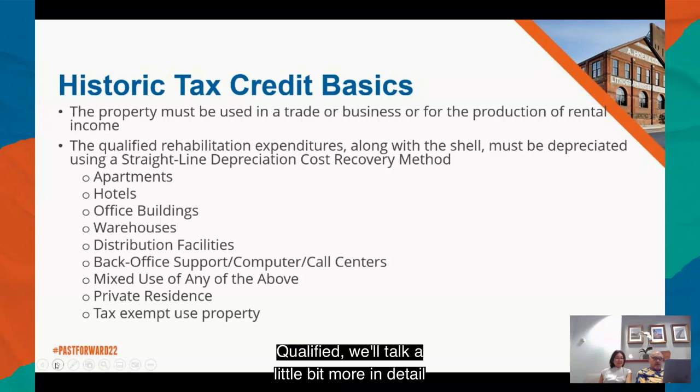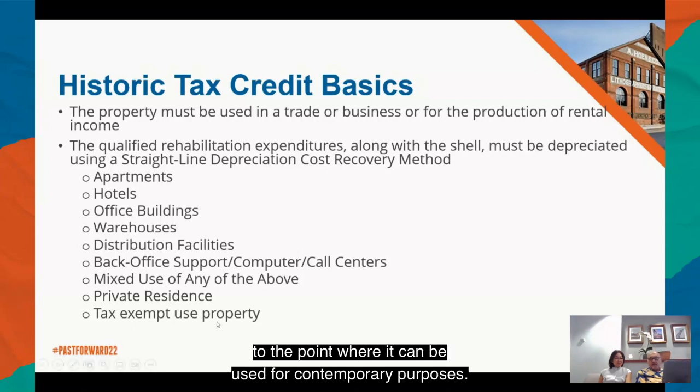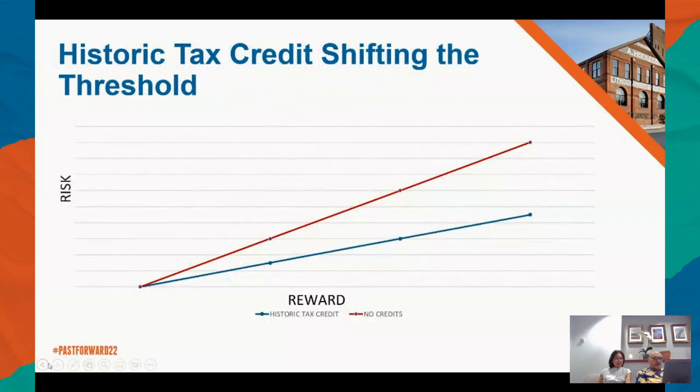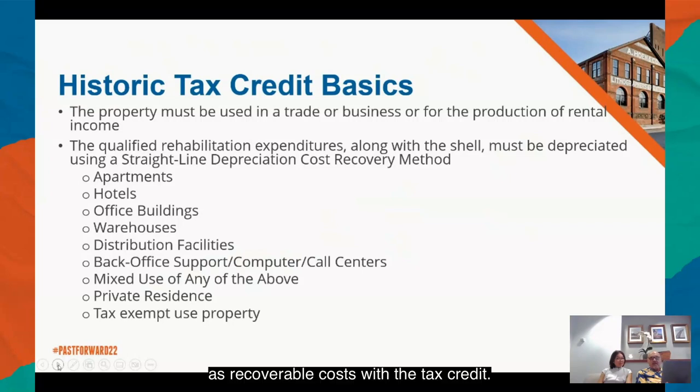Qualified, we'll talk a little bit more in detail about this, but what's covered is not all of the expenses involved in taking a historic building and bringing it back to the point where it can be used for contemporary purposes. Not all of the expenses involved in that are allowable costs for the purposes of the tax credit. They're all business costs. They are all being dealt with as business expenses on the project itself. But they have to meet certain standards to qualify as recoverable costs with the tax credit.